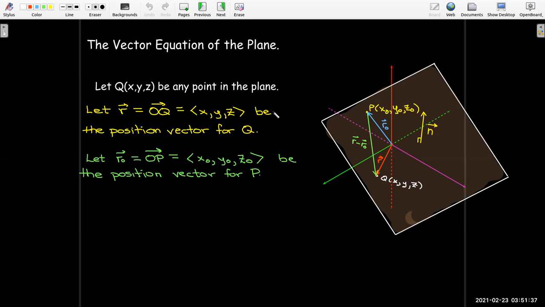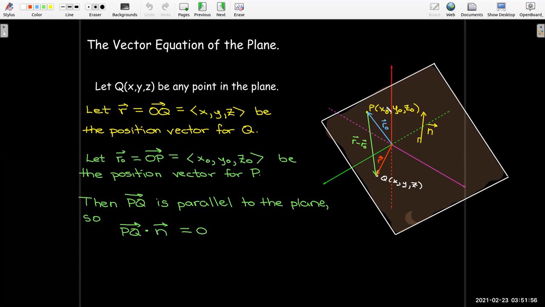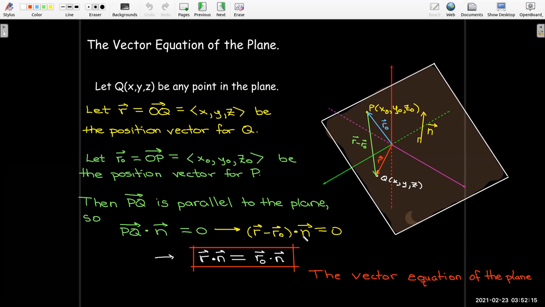And so then the vector PQ, which is going to be the same as the vector r minus r naught, has to be perpendicular to the normal vector n. Which means that, in parentheses, r minus r naught dotted with n would have to equal zero. And doing a little bit of algebra, I can distribute the dot product and then bring r naught dotted with n to the right-hand side. Then I get r dotted with n equals r naught dotted with n. And that's what we call the vector equation of the plane.